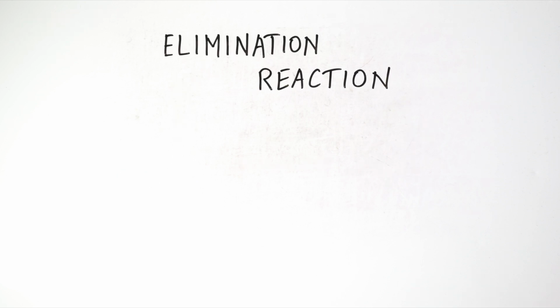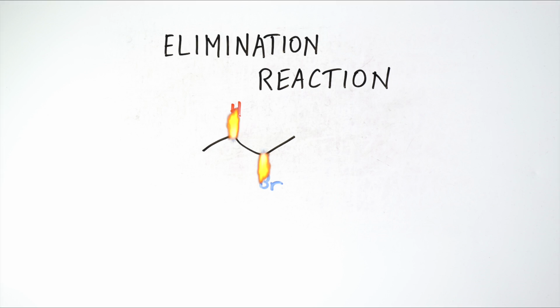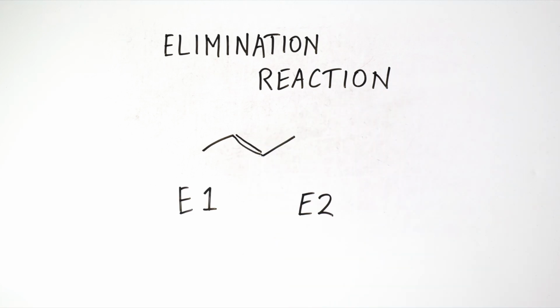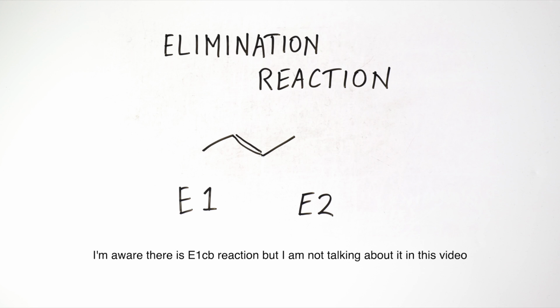Now we are going to talk about elimination reaction. Elimination reaction is an organic reaction in which two substituents, usually hydrogen and the leaving group, are removed from a molecule. Typically, this will form a double bond. Just like the substitution reactions, there are E1 and E2 elimination reactions.